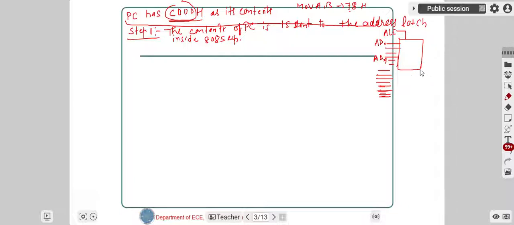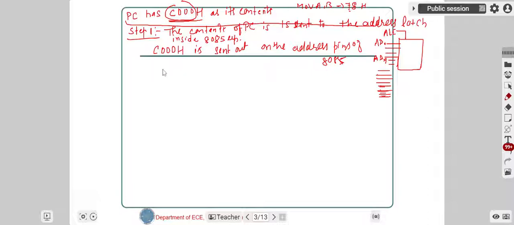So firstly, what we would require is that this content C000H will be sent towards the latch, where what will happen is that this value C000H is sent out on the address pins of the 8085.